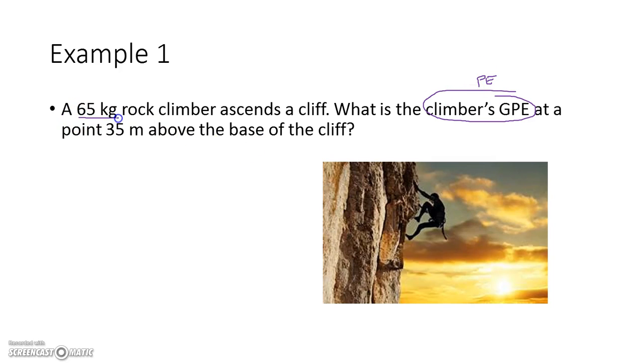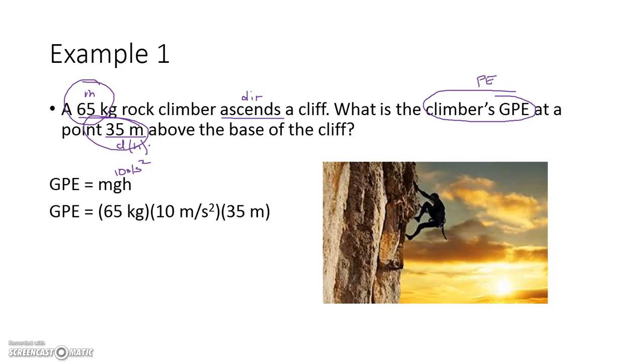We know that this rock climber has a mass of 65 kilograms, and it ascends a cliff, which means it's going up in this direction. And we are 35 meters above the base of the cliff, which gives us our distance, or our height. Okay? Height. All right, so we know our equation here, GPE is equal to m times g times h. Well, m here is 65 kilograms, g is 10 meters per second squared, and h is 35 meters. So we plug that in, 65 times 10 times 35, and you should get 22,750.